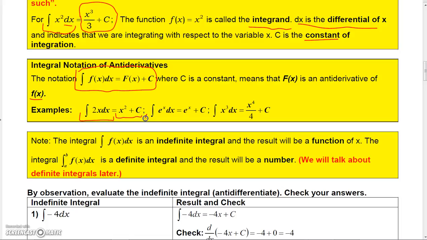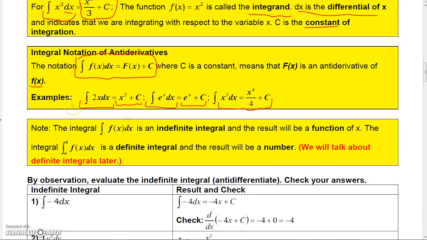I know the integral of e to the x from what I told you a minute ago is e to the x. So if I integrate e to the x, I'm going to get e to the x plus a constant. See, I'm just doing the act of finding antiderivatives using this symbol. So the integral of x cubed dx is just x to the 4th over 4 plus a constant.